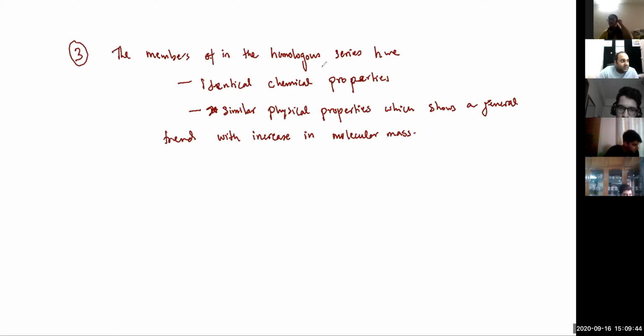Our physical property is going to be similar, but it's going to change. For example, melting and boiling point. As the number of carbon atoms increases, your melting and boiling point will also increase. Density. As the number of carbon atoms increases, the density also increases.